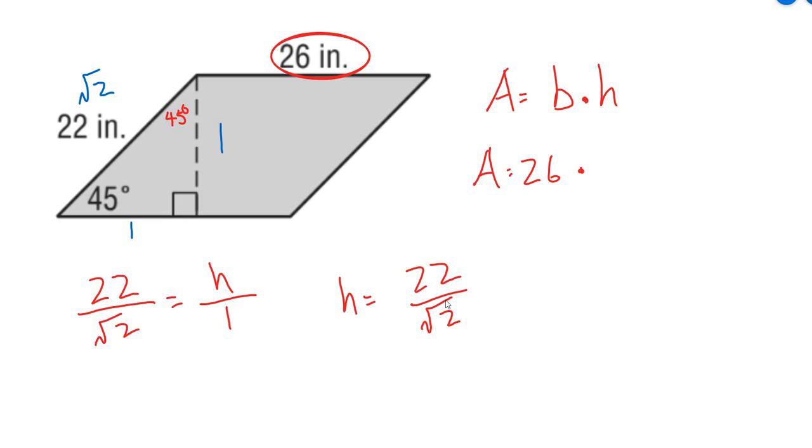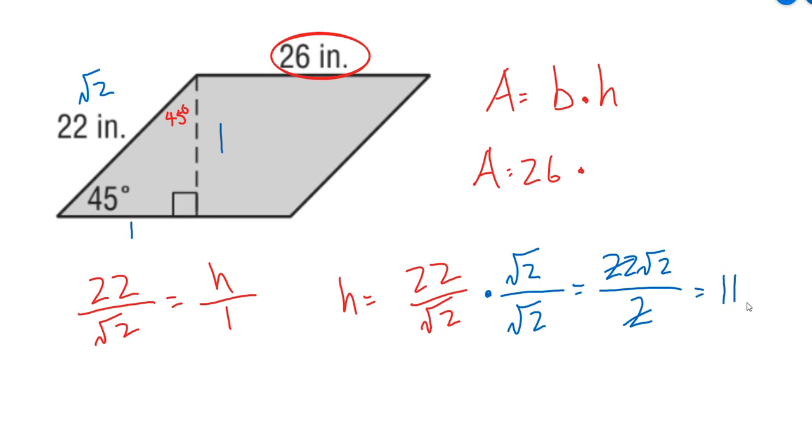Remember, we're not barbarians in this class. We don't leave square roots in the denominator. We have to simplify this. So I'm going to do that by multiplying top and bottom by that root 2. Right? Essentially what I'm doing here, I'm multiplying through by 1. That's going to allow me to now have 22 root 2, and if I multiply my root 2 by my root 2, that's going to get me a 2. I'll cancel out my 2, divide through with the 22, and that's going to get me a height of 11 root 2.